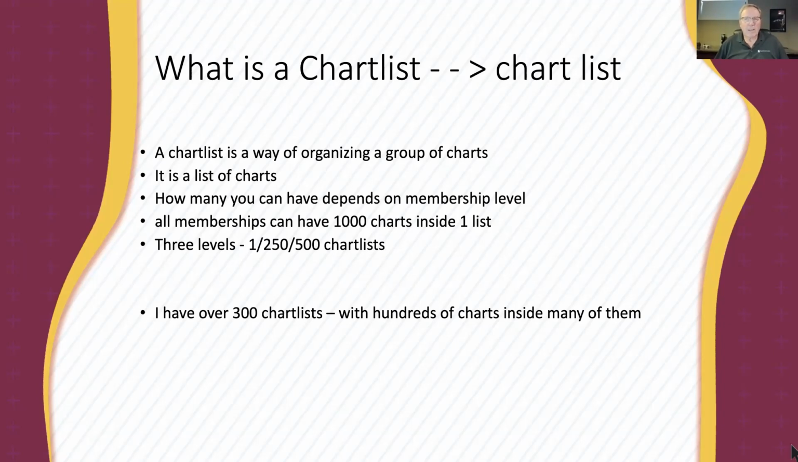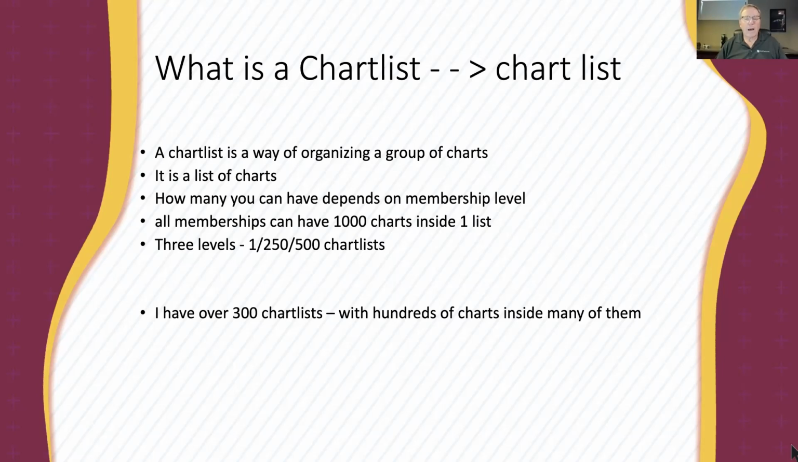A chart list is like a file folder. It's a way of organizing a group of charts, and a group of charts could be the NASDAQ 100, or it could be a group of commodity charts. It is just a list of charts inside this folder called a chart list.